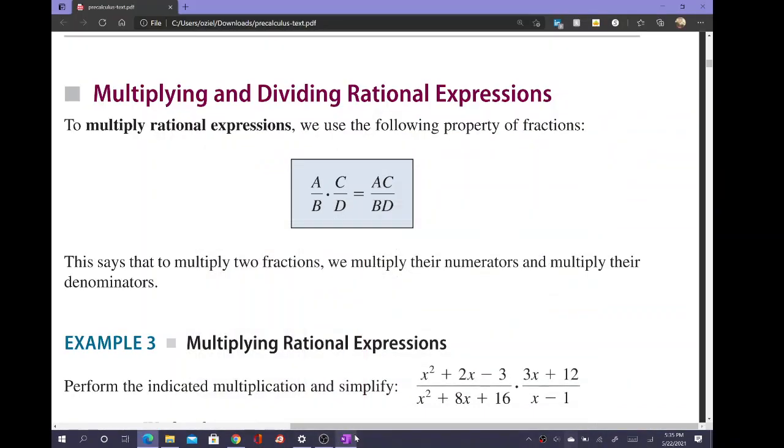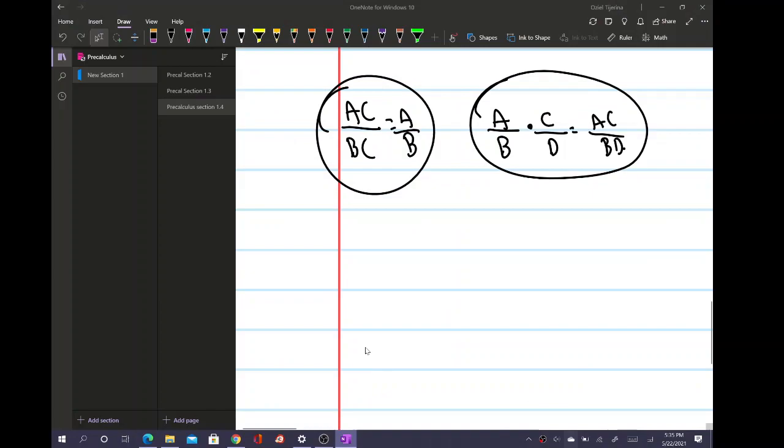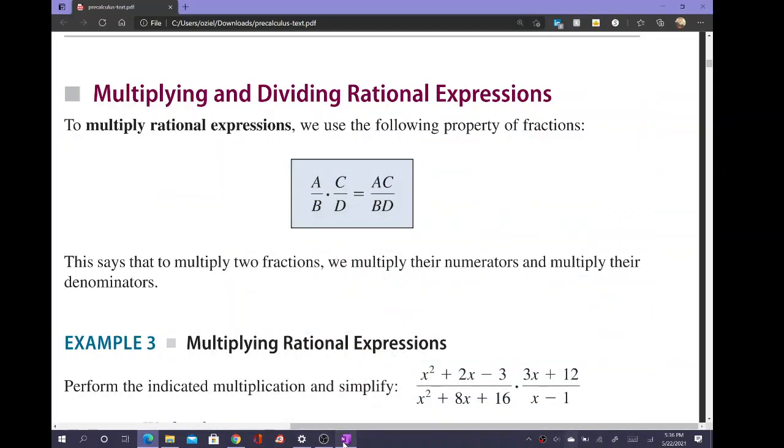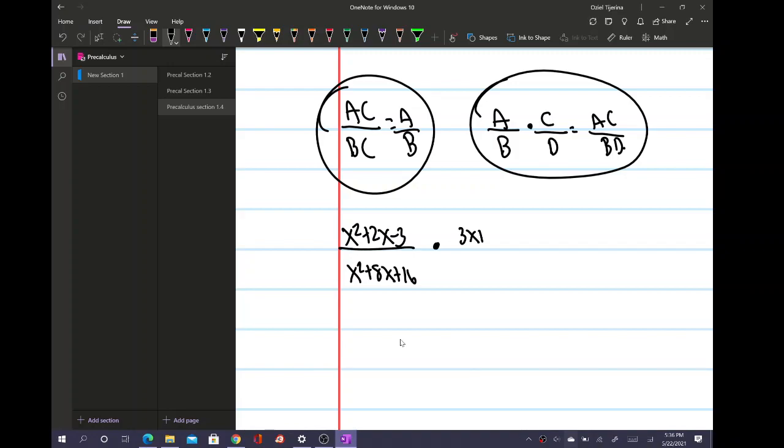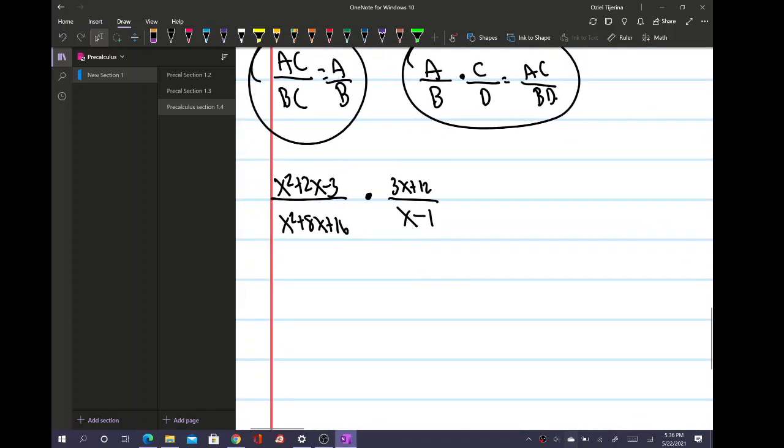Now let's look at the following problem. We have x squared plus 2x minus 3 over x squared plus 8x plus 16 times 3x plus 12 over x minus 1. Now, the one thing that I really, really recommend that you guys do is when you look at these, you want to make sure that any of these are factorable, okay? So you always want to do that, even for division, which we'll look at in a few minutes, but for now we're looking at multiplication.